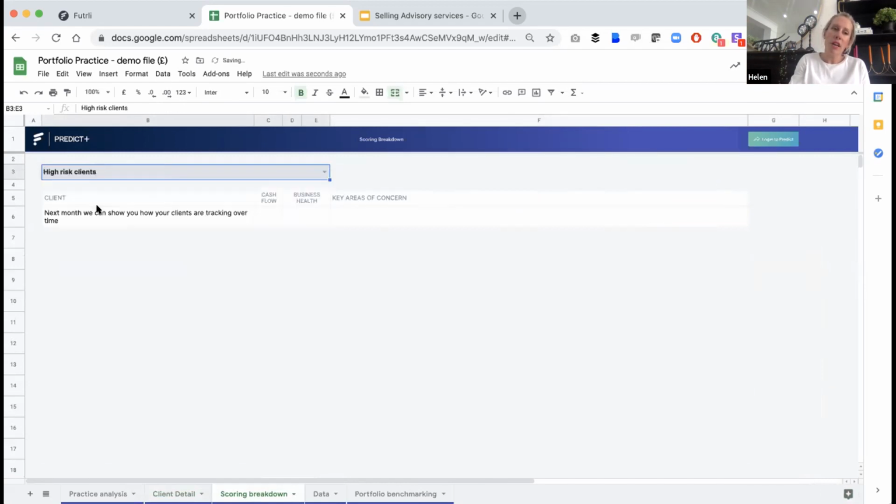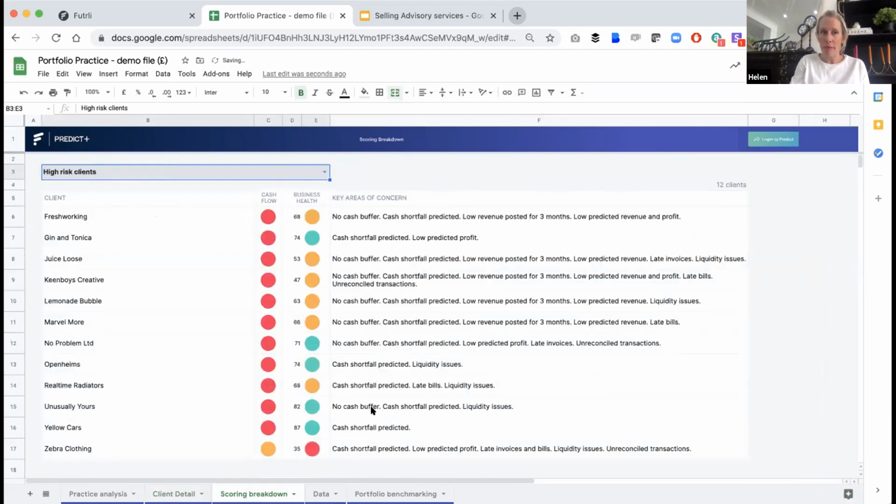But then we can go and see, right, who are the high risk clients sitting there at the moment? We can say, look, Gin and Tonic, got a predicted cash shortfall. Great, let's go and give them a call, and go through the SPIN technique and pinpoint exactly how we can help them.